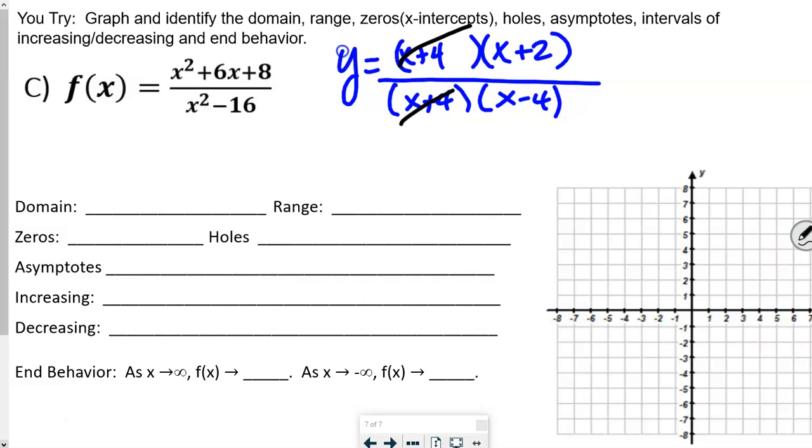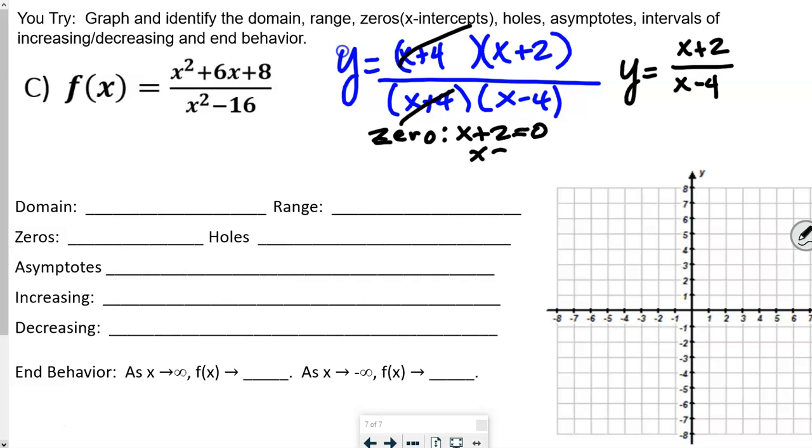So these cancel out. That's going to be our hole. So we got y equals x plus 2 over x minus 4. We're going to find our zero. So our zero, we set our numerator equal to 0. So that's x plus 2 equals 0. So x equals -2. That's our zero, right? Then we're going to talk about our hole.